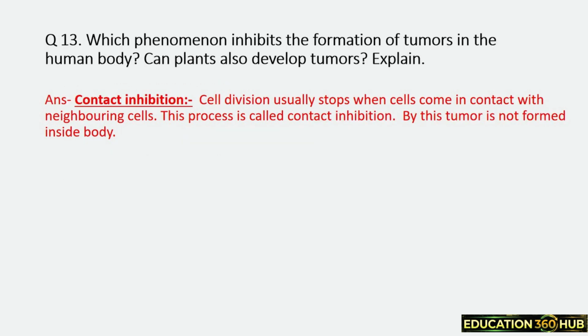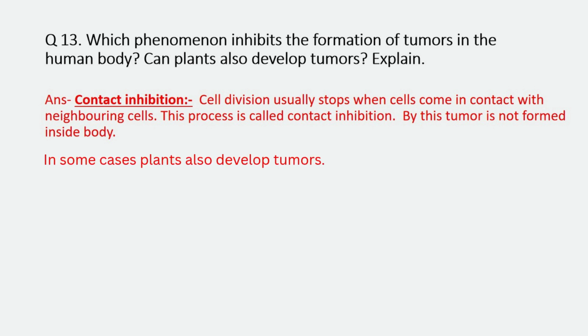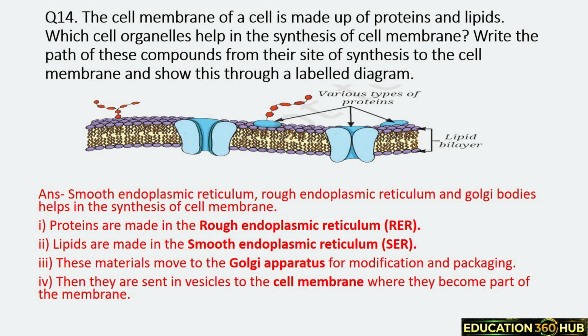Question number 13. Which phenomenon inhibits the formation of tumors in the human body? Can plants also develop tumors? Explain. Answer is contact inhibition. Cell division usually stops when cells come in contact with neighboring cells. This process is called contact inhibition. By this, tumor is not formed inside body. In some cases, plants also develop tumor.